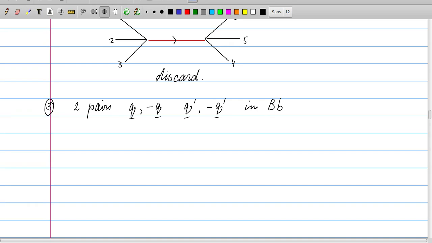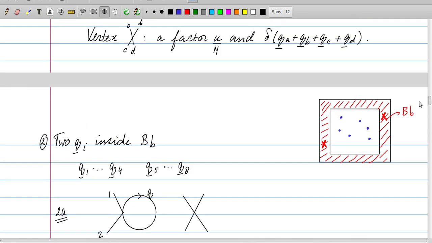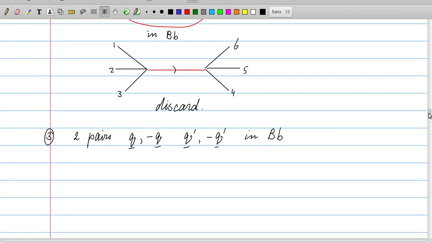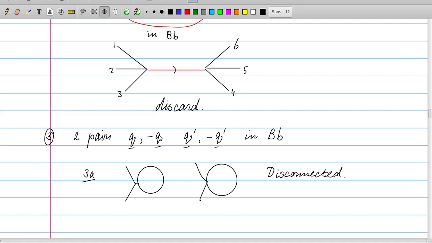So after discarding that diagram, we move to the next choice, which means that we take 2 pairs of q's inside the BB. We have a pair q, minus q, and we have a pair q primed, minus q primed. And we consider now the diagram which corresponds to this choice. Again, we have 2 options. We can either take this pair from one group and this pair from the other group, and that is represented in the diagrams here.